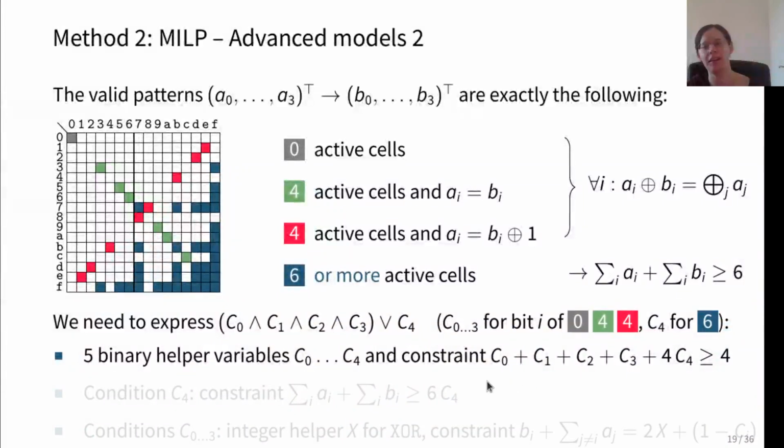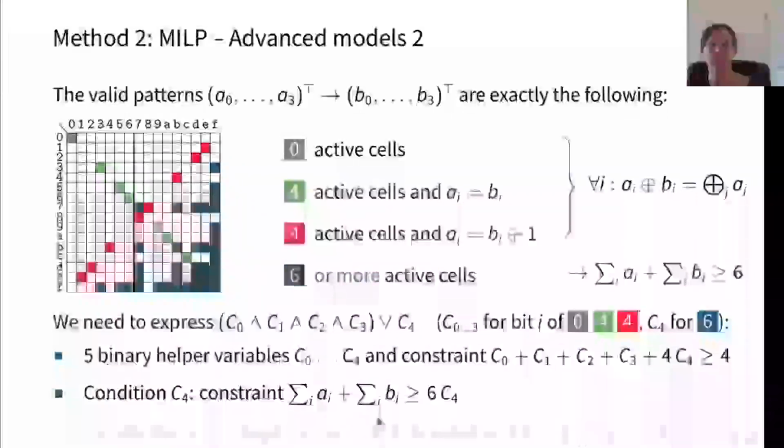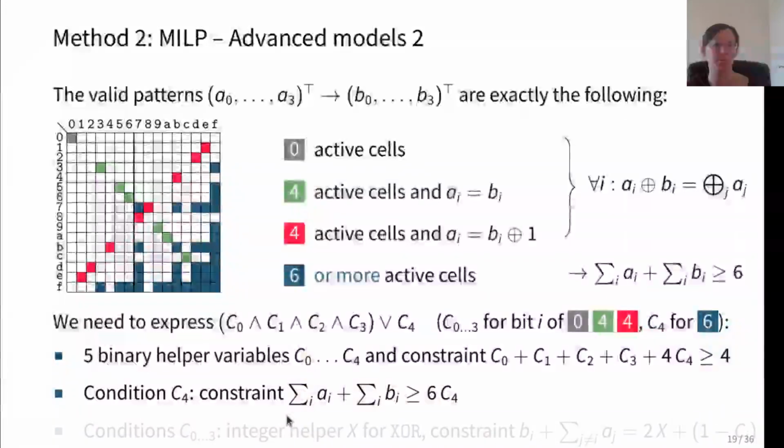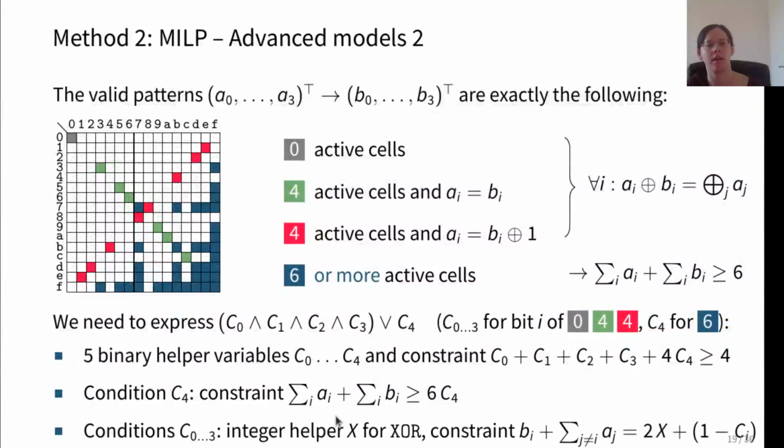Now we need to still link these helper variables with the conditions here. And we do this for C4, that's easy. We do it similar as for mixed columns. We say that the sum needs to be at least 6 times this condition. So this condition can only be true if the sum is greater than 6. And for the other ones, these are XOR equations. So we can rearrange them a bit. We can say that BI XOR all of the AJs except for AI, because this appears on both sides and cancels out. So this sum needs to be 0.